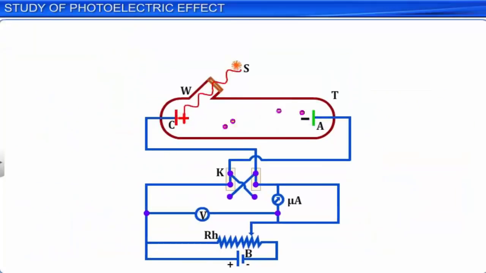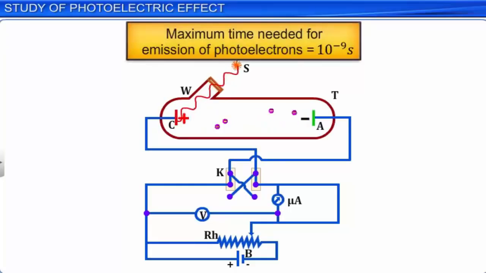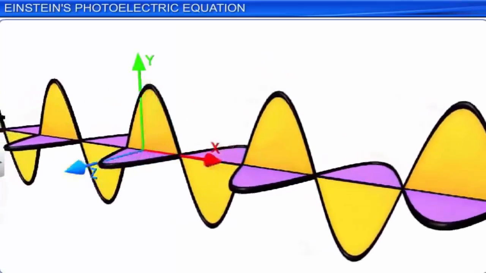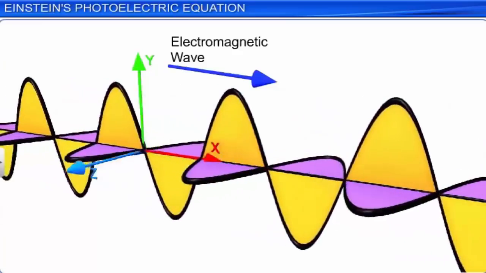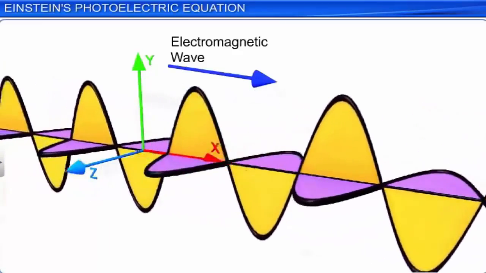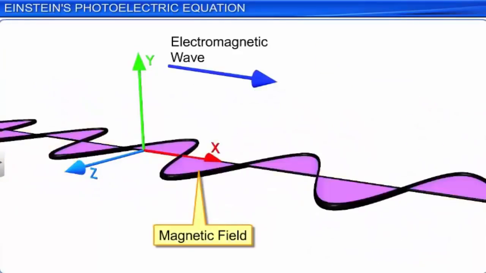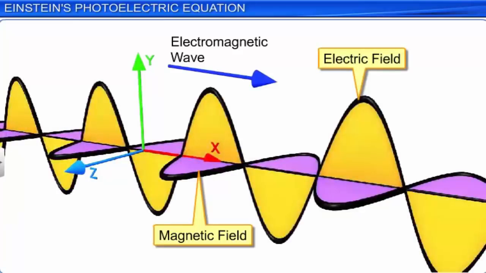Another fact regarding the photoelectric effect is that the maximum time needed for the photosensitive plate C to emit electrons is 10⁻⁹ seconds or even less. Light is an electromagnetic wave consisting of electric and magnetic fields, with the continuous distribution of energy over the region of space it propagates.